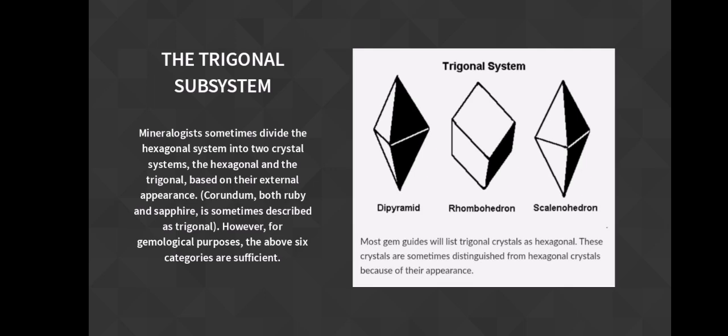Next is the trigonal subsystem. Mineralogists sometimes divide the hexagonal system into two crystal systems, the hexagonal and the trigonal, based on their external appearance. However, for gemological purposes, the above six categories are sufficient.